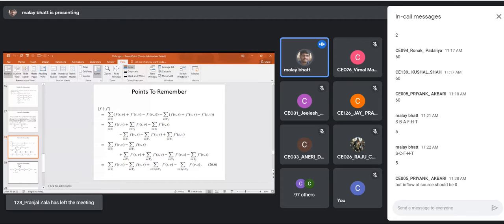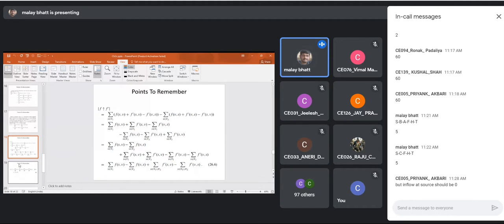So sigma v belongs to V1 f(s, v) minus sigma v belongs to V2 f(v, s). So s comma v and v comma s, you can see we are grouping the two terms, plus sigma v belongs to V1 f'(s, v) plus sigma v belongs to V2 f'(s, v) minus sigma v belongs to V1 f'(v, s) minus sigma v belongs to V2 f'(v, s). So now if I look at the first two terms, it will be as it is in the last step. Now I am merging the term number 3 and 4.